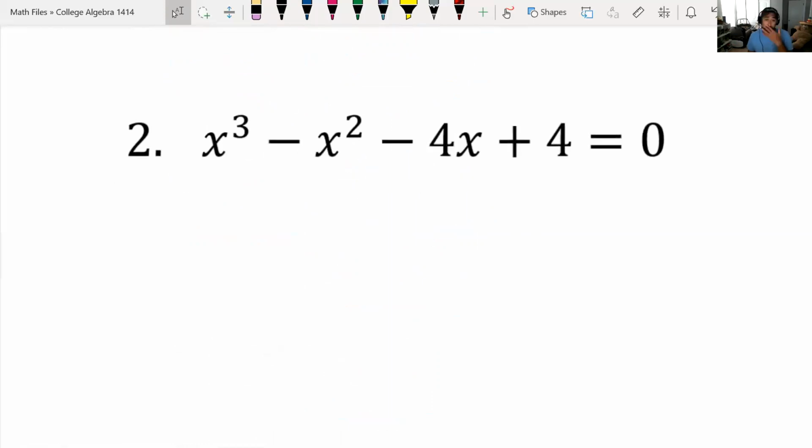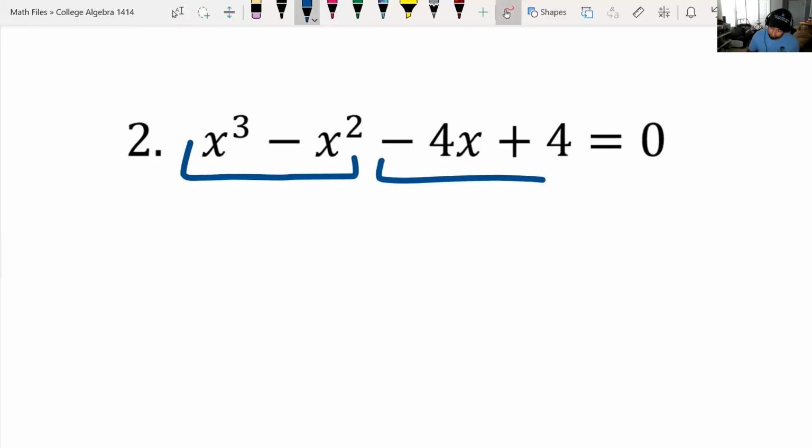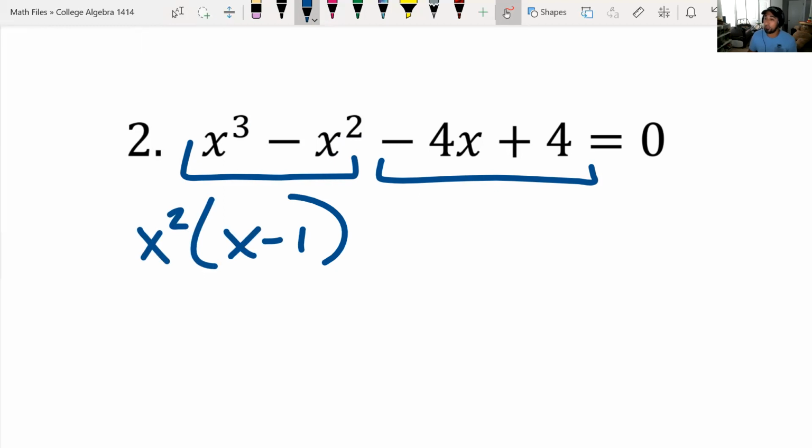Okay. Next one is a 4-term polynomial. So if you have learned anything from developmental math and factoring, you know that 4-term polynomials can be factored by grouping, which means I'll group the first two, I'll group the last two, and I will factor out the common factors. So from x cubed minus x squared, I'm going to take an x squared out, which would leave me with x minus 1. From negative 4x plus 4, I'm going to factor out a negative 4, which would leave me with x minus 1.